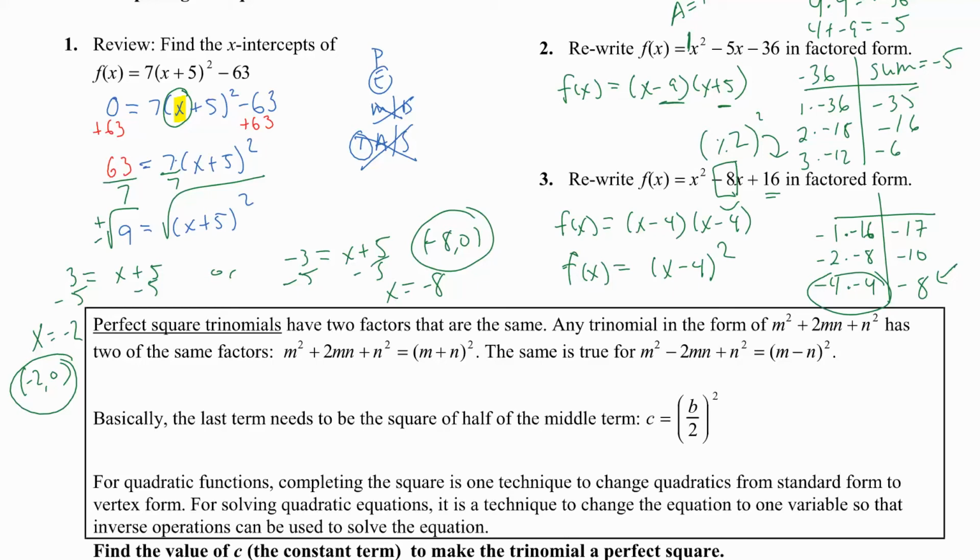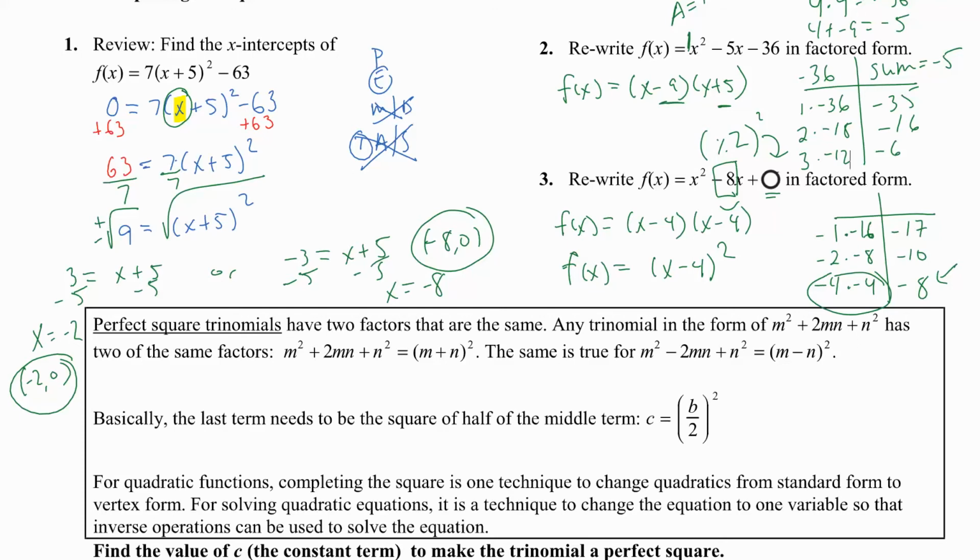Okay, so when we force ourselves to do that, that is called completing the square. And that's a process when we're dealing with functions. That is a way of changing it from standard form to vertex form. When we're dealing with equations, it's a technique to move from two variables to one variable. We'll see that in a couple of examples: we're going to have an equation with x squared and x to the first and a constant. In order to solve that, we can't have an x squared and an x to the first if we can't factor it, so we have to complete the square to change the format.